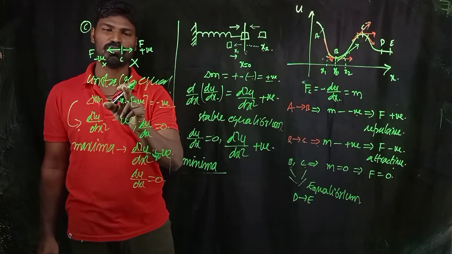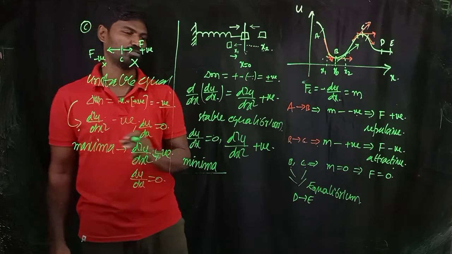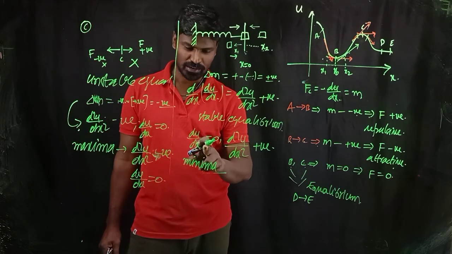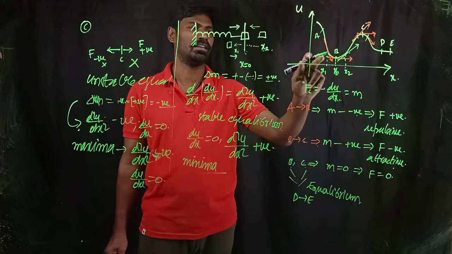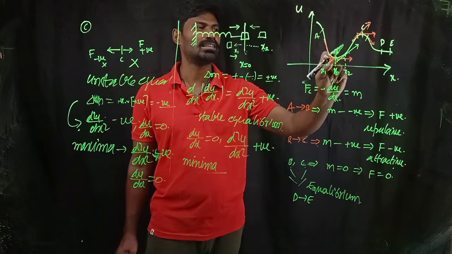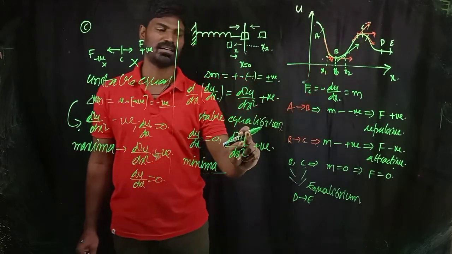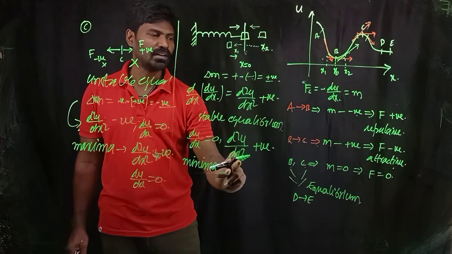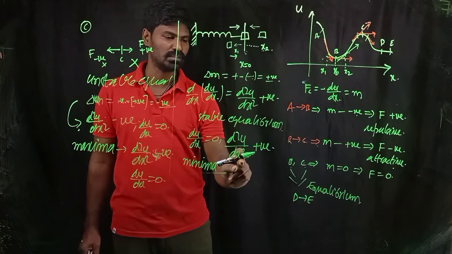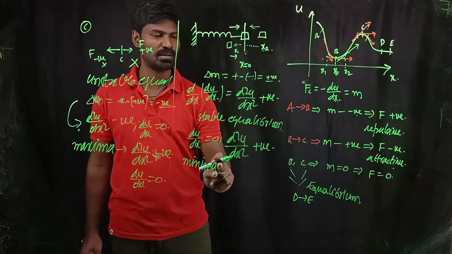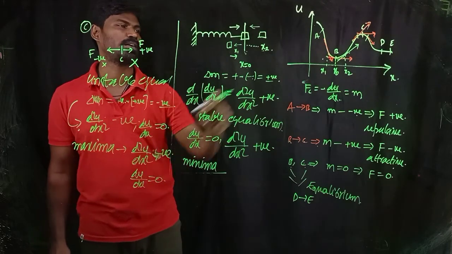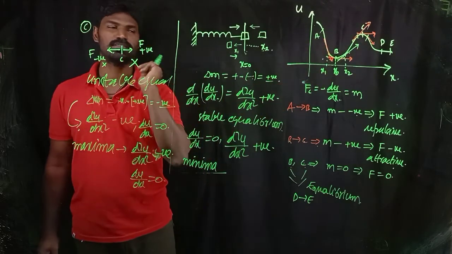If you want to check whether an equilibrium point is stable or unstable, what should you do? First you should check whether du by dx is 0 or not. If it is 0, then it could be either minimum or maximum. To decide whether it is maximum or minimum, you should go for second differentiation, at C or at B, like that you should calculate. If this is positive, then it corresponds to minimum. Minimum means stable equilibrium. If d square u by dx square is negative, it corresponds to maxima. Maxima means unstable equilibrium.